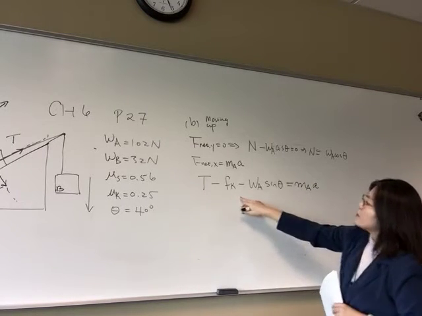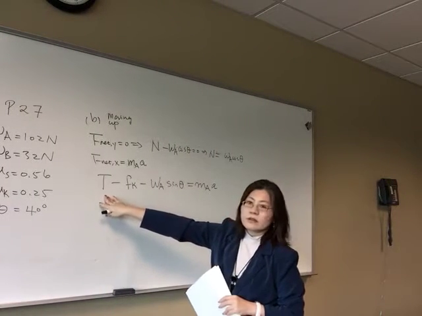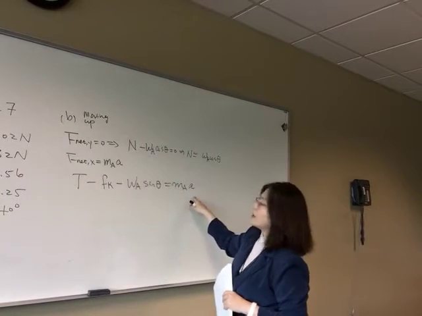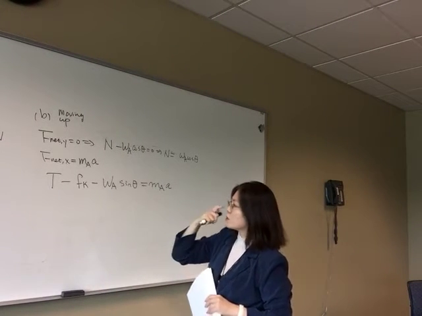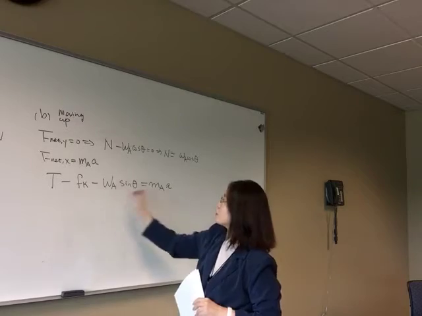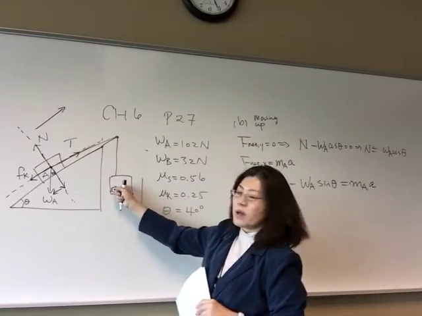Okay. Now, if we look at this equation, we can see that tension, we don't know. Acceleration, we don't know. So we have one equation but two unknowns. So you cannot just use this equation to find your tension or the acceleration. What we need to do is utilize the information from block B.